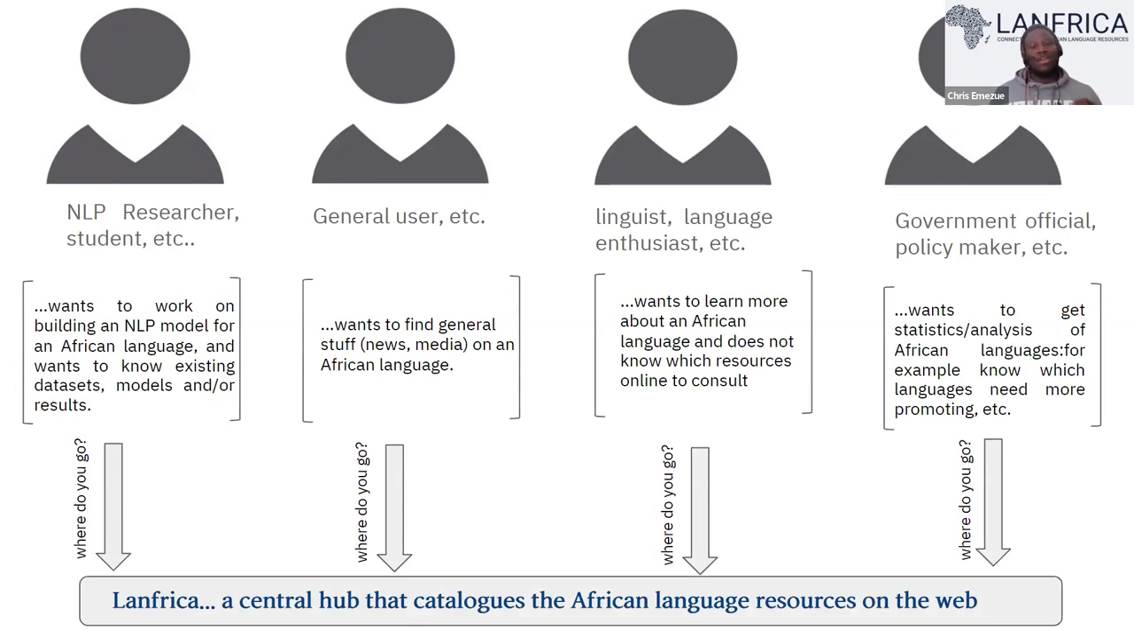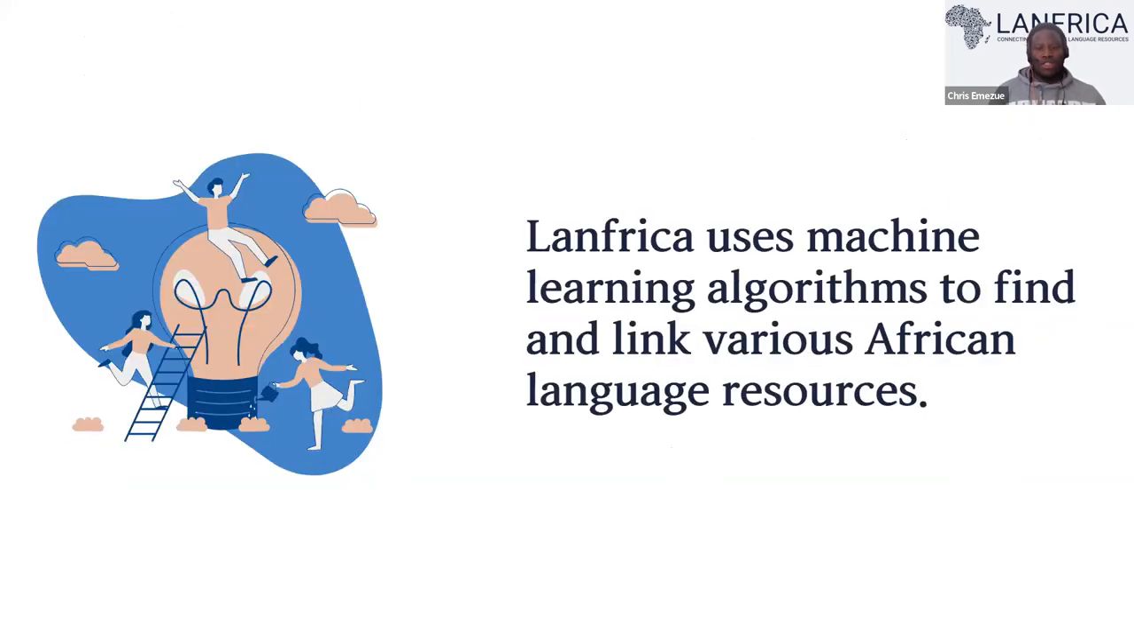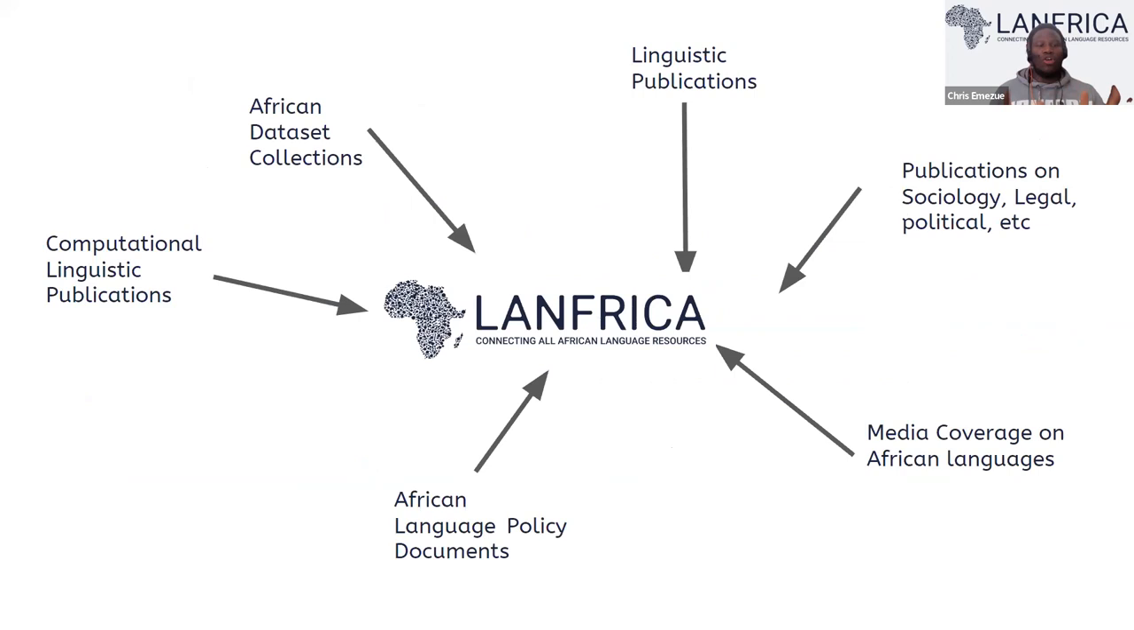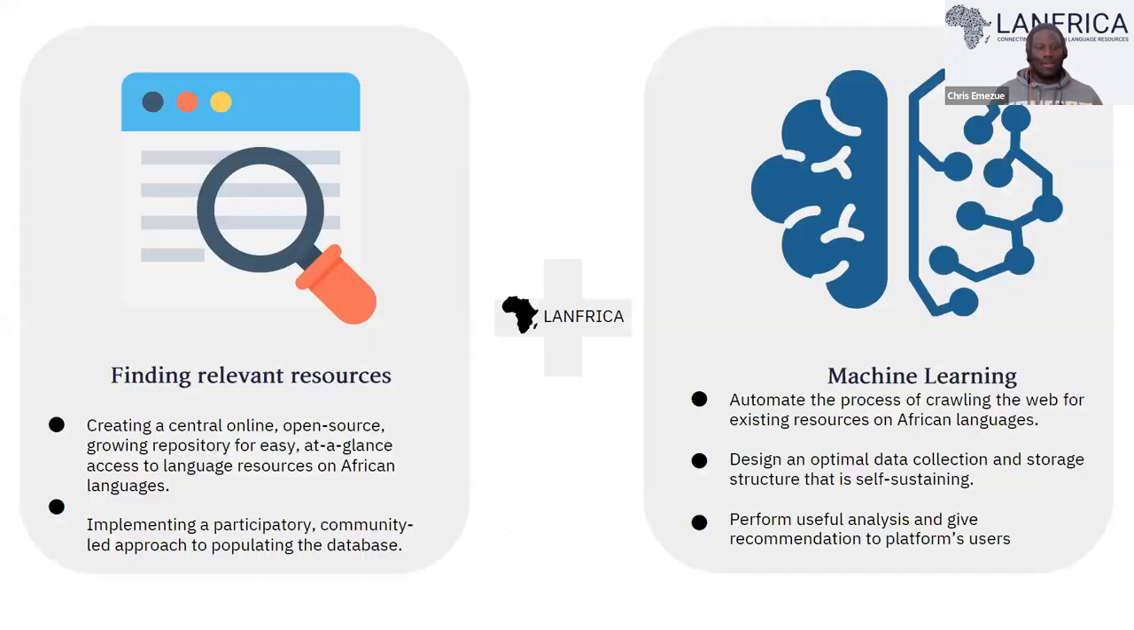Lanfrica is trying to be that place that you can go to find information about African language resources, whether it's papers or datasets, models, software. And so we're using a bunch of techniques to find and link various African language resources. So, emphasis on finding and linking. And this is what the goal looks like. Before, I showed you how they were all scattered, but now with Lanfrica, there's a central place where you could find the information on them: datasets, linguistic publications, other publications, media coverage, language policy, everything concerning an African language. There's a central place to find them, and that's Lanfrica.